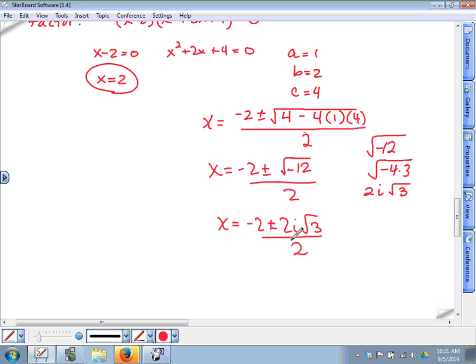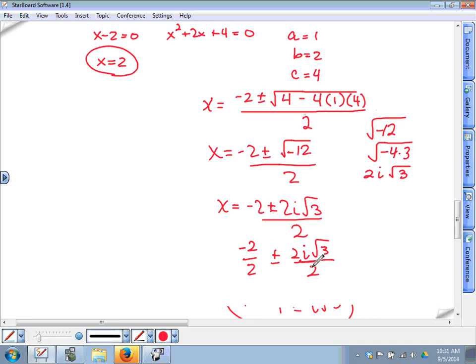Next step would be, I guess it doesn't have to be done this way, but I do it this way. I split this up into 2 fractions. This is going to be -2 over 2 plus or minus 2i root 3 over 2. I just see students make far fewer mistakes when they split it up into 2 separate fractions. What's -2 over 2? -1. And then here the 2's would cancel. So you're going to get -1 plus or minus i square root of 3.